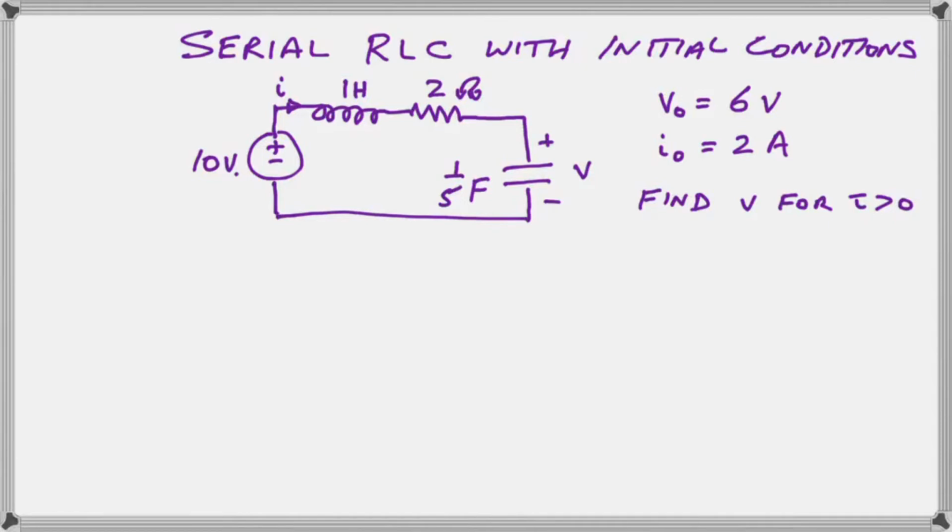So our simple serial circuit, we're looking at the serial circuit first, has a coil, a resistor, and a capacitor. We've put some values there, and a voltage. Now the initial condition before you throw the switch to apply the 10 volts is that the capacitor has 6 volts across it and the coil has 2 amps flowing through it. And we are asked to find V for t greater than 0.